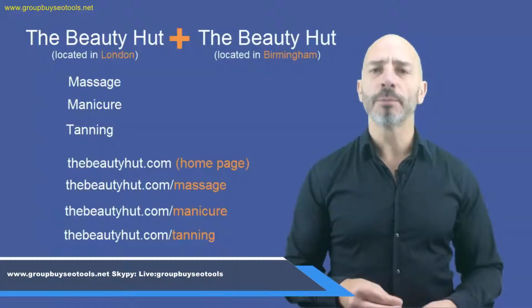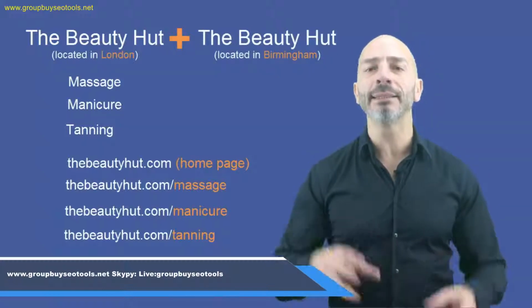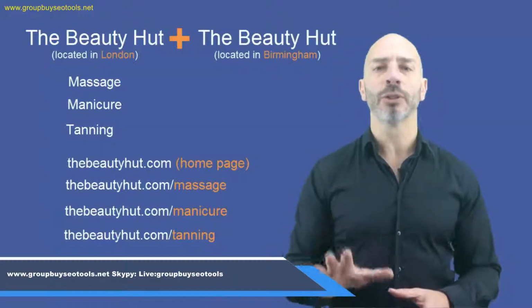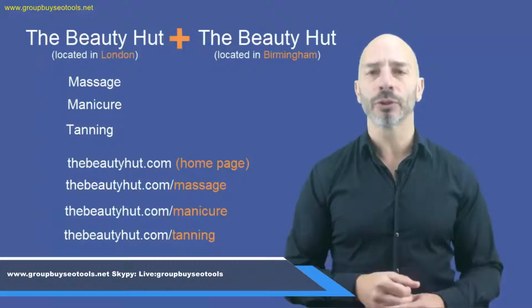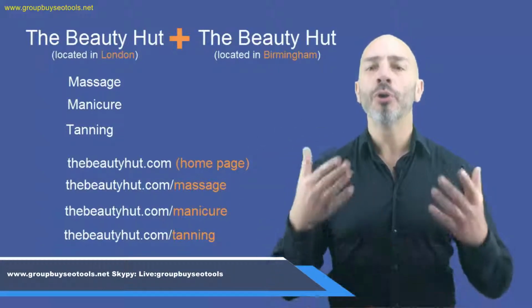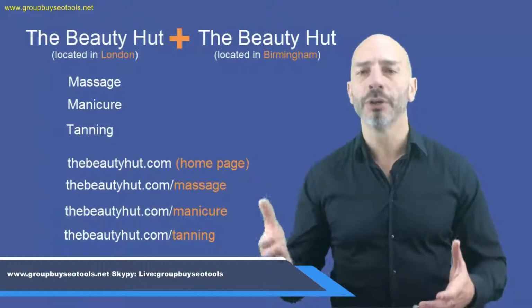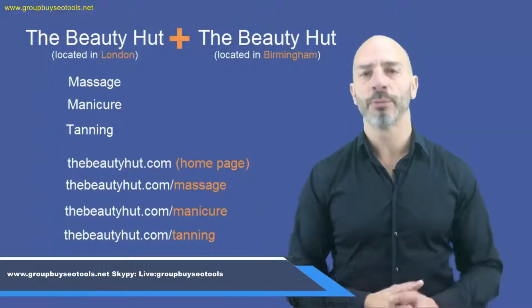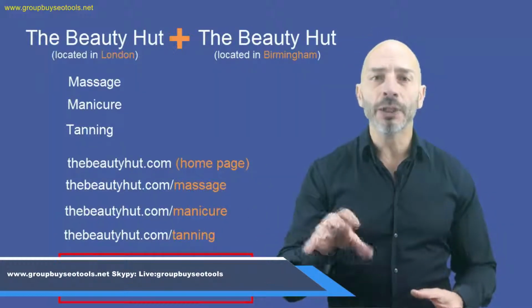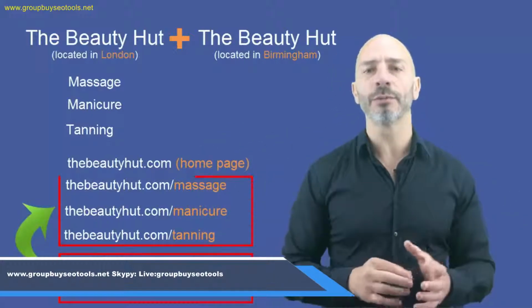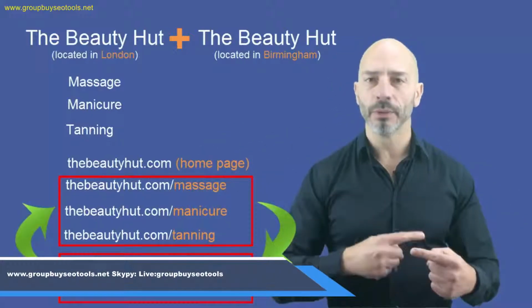In addition to your service pages, you will need to create a dedicated city page for each location, so you'll end up with the following structure: thebeautyhut.com, thebeautyhut.com/London, thebeautyhut.com/Birmingham. From the city pages, you will need to link to the service pages and vice versa.